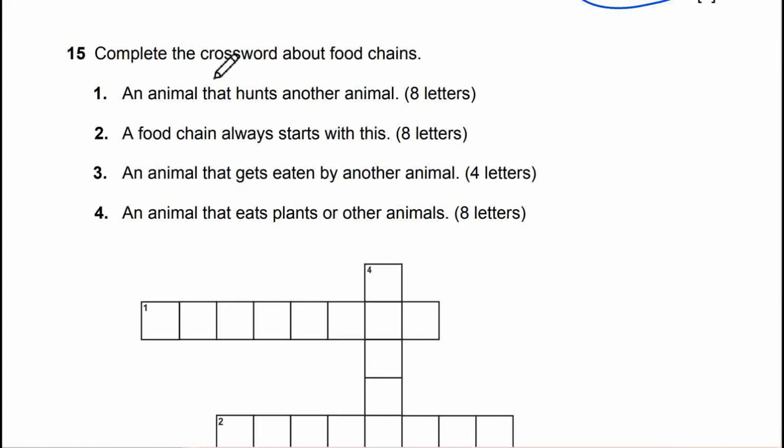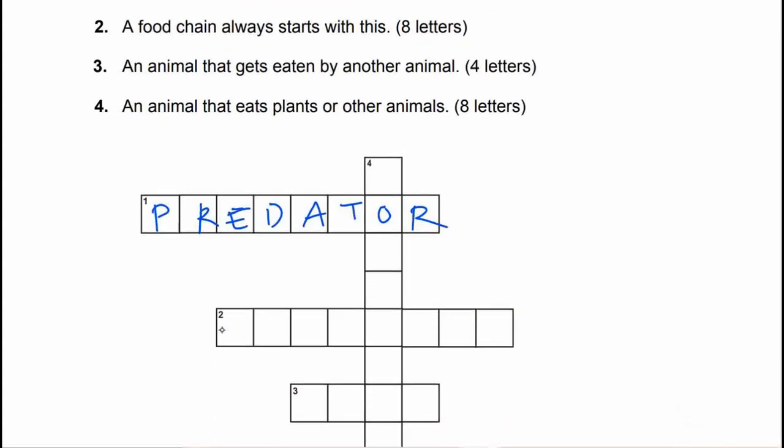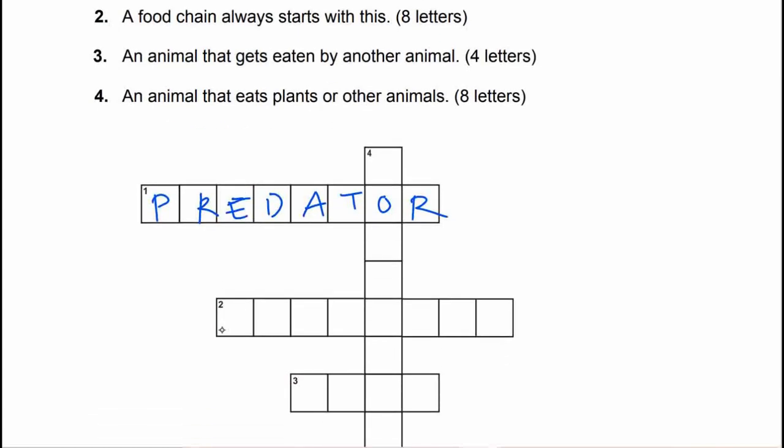Complete a crossword about food chain. An animal that hunts another animal is called, number 1 horizontal, a predator, the red predator. Done. A food chain always starts with this 8 letters, so number 2 is a producer. Food chain always starts with producer. An animal that gets eaten by another animal is called a prey. Now number 4, an animal that eats plants or other animals is a consumer.